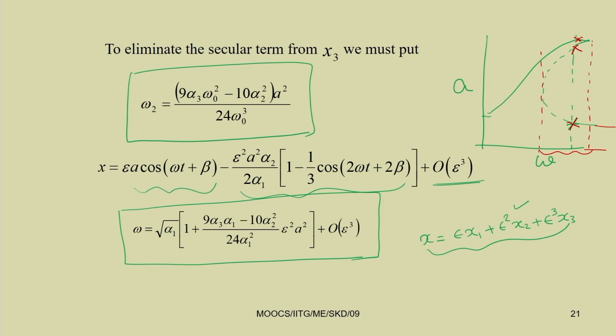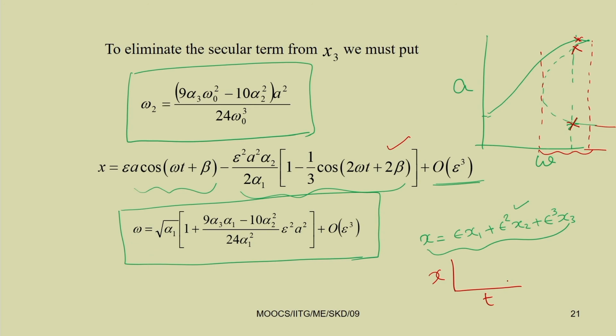Now, as an assignment, you can plot the variation of x with time, taking different initial conditions. You can plot x versus time by using this Runge-Kutta method, and also by using this Lindstedt-Poincare method. Here you can find different values of A with this omega, and you can plot this response.